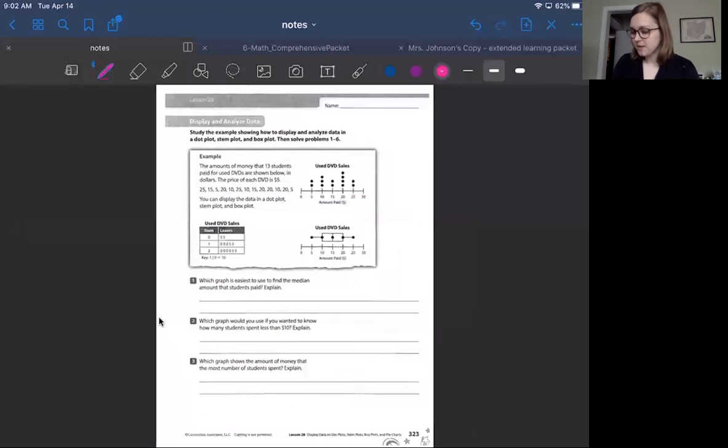This is on page 323. It's not in this current packet. It's in the packet that the district handed out right after spring break. So if you have it, great. If you don't, totally fine.